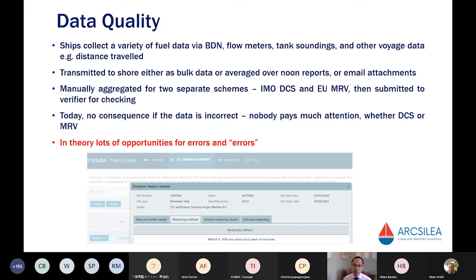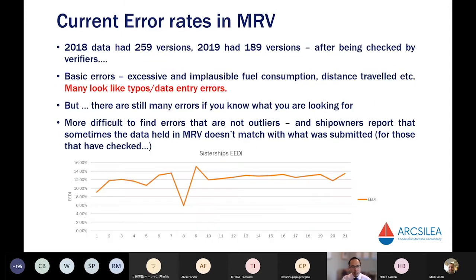So in theory, there are lots and lots of opportunities for errors, both genuine errors and intentional errors. What does that mean in practice? Well, for the MRV database, the 2018 data has 259 versions, 2019 has 189 versions, and the data from 2020, as of today, has 50 versions. What this means is that after all the data had been submitted for verification, errors were found after the fact, and the verifiers or the shipping companies have gone back to make amendments.